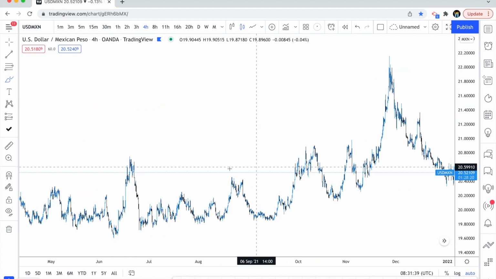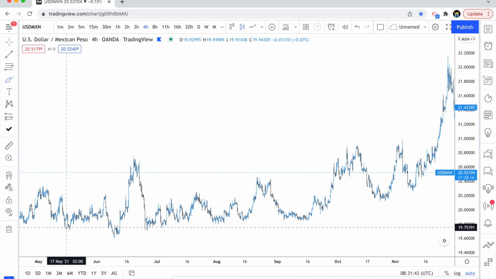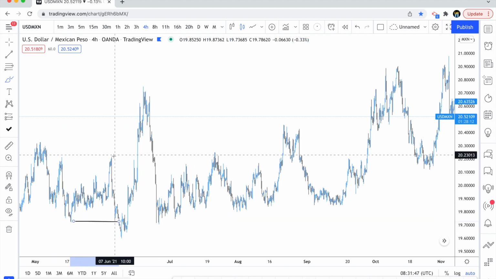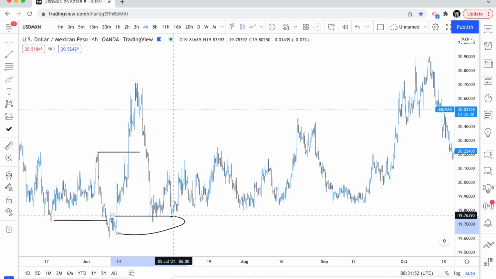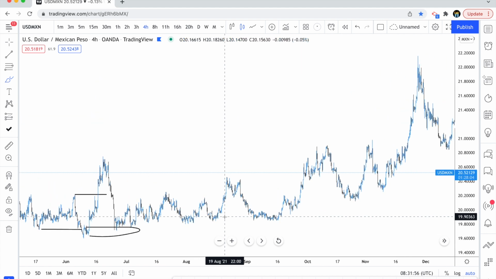Remember, in order for price to go upwards, price has to break the low first. As you can see here, look what happened. Price broke the low, then price broke the high, and then you go about 90% of the way here, and this is where your official entry would be. Let's look at another one.